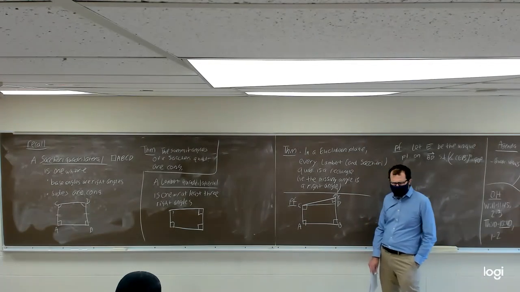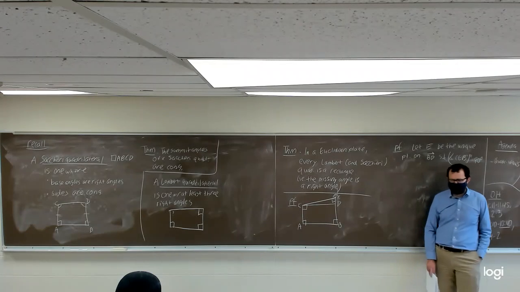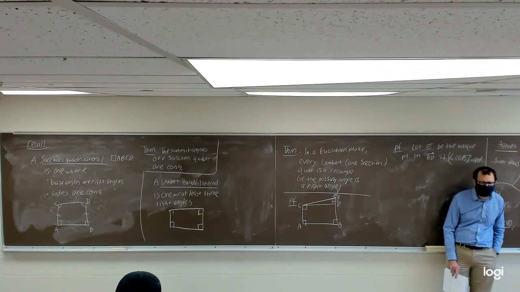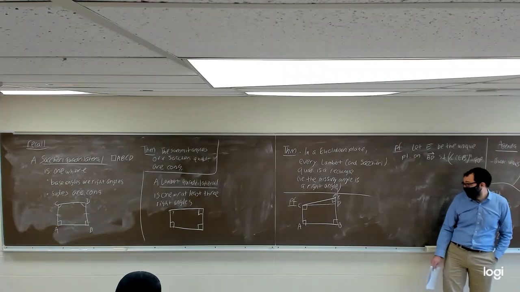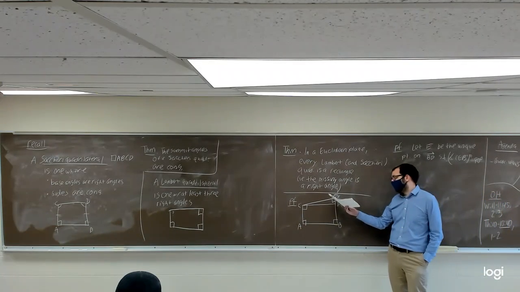I don't think that guarantees, though, the existence of a point E necessarily. I think we actually have one of our axioms that has to hold true in any Hilbert plane that guarantees there exists a point on this ray that'll give you this right angle.